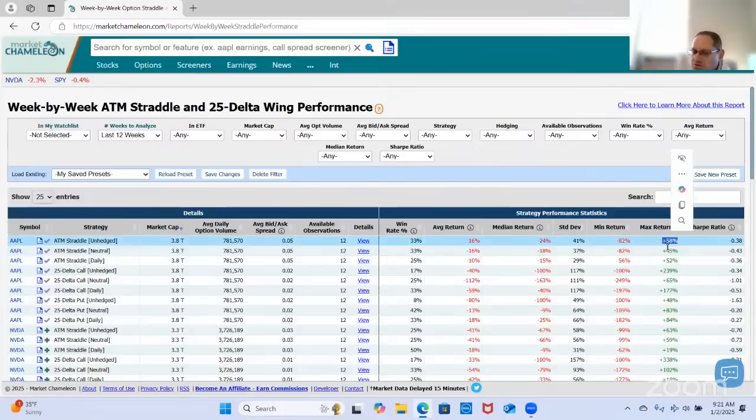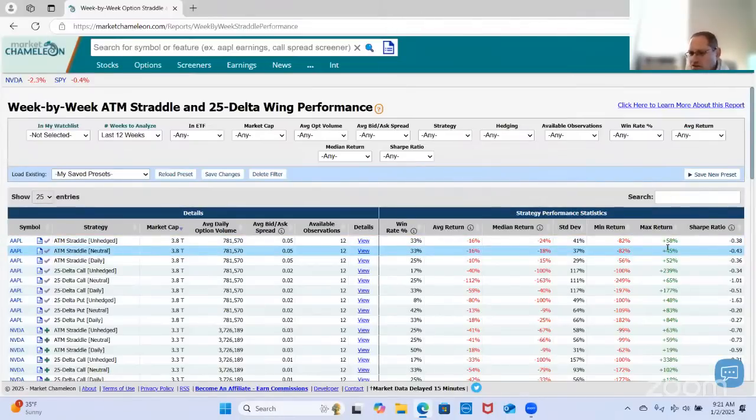Okay, so that gives you the range. You could see that even in the last 12 weeks, we didn't see any that doubled or tripled. The max one was 58%.